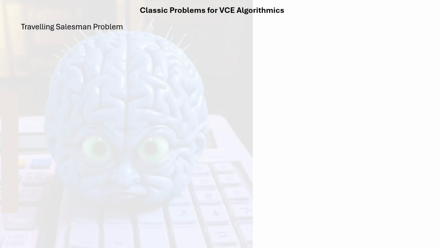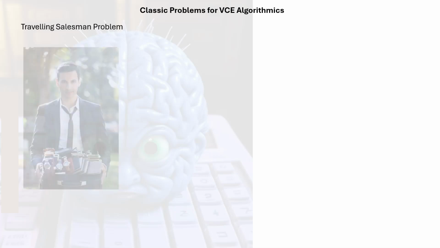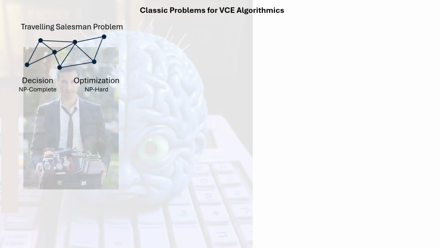The travelling salesman problem asks, is it possible to visit every town or a node in a graph exactly once, returning to the start? That's the decision version of the problem, which is NP complete. The optimization version asks what the lowest possible cost is, which is NP hard. See my video on complexity classes for more on this.